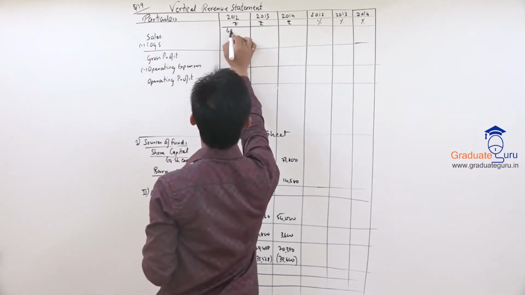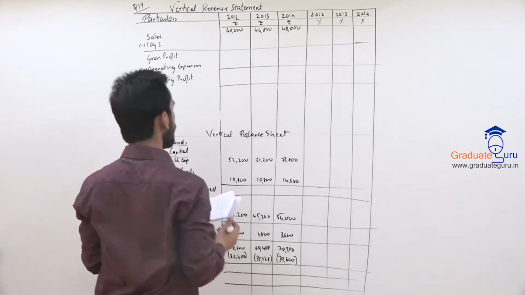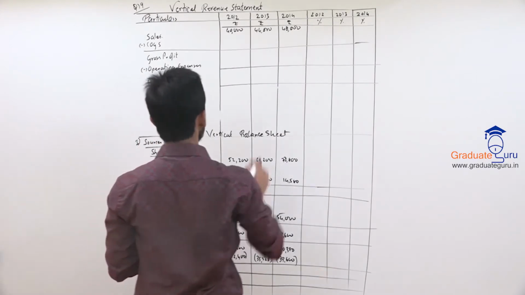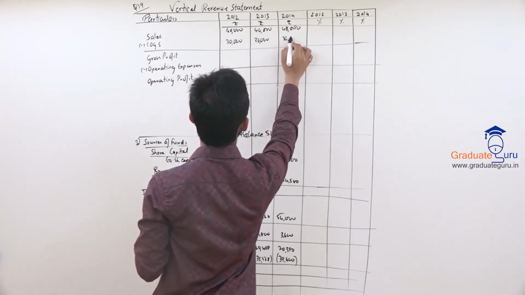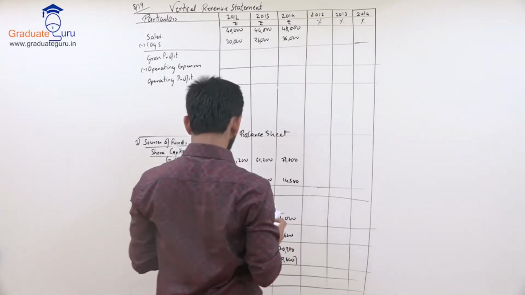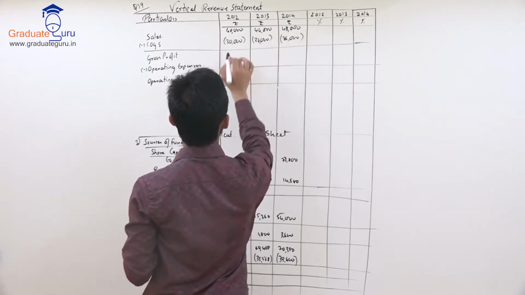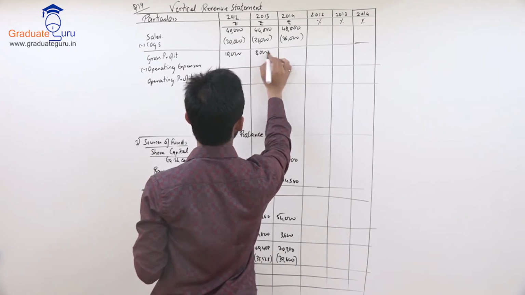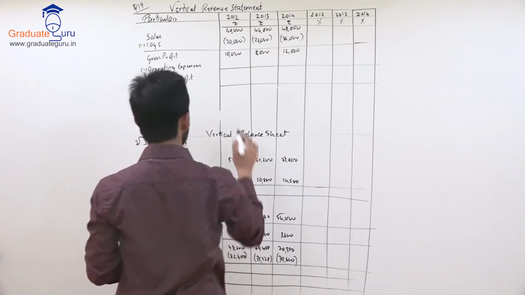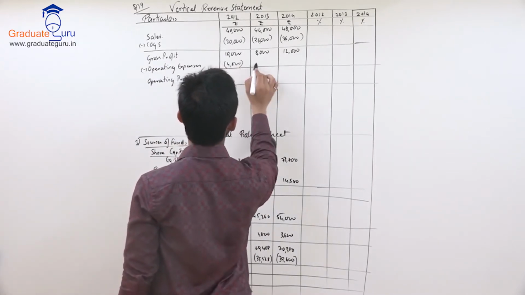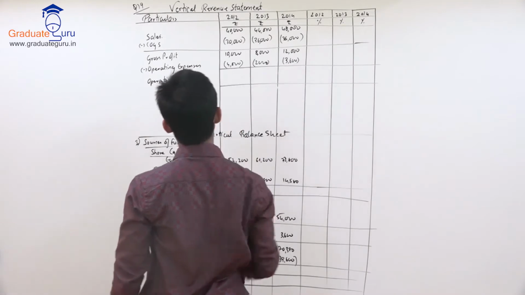Sales 40, 44, and 48,000. Cost of sales is 30, 36, 36. You got the GP. GP will be the subtraction for this. 10,000. You have been given the operating expenses, 4, 2, and 3,600. You get the net profit.